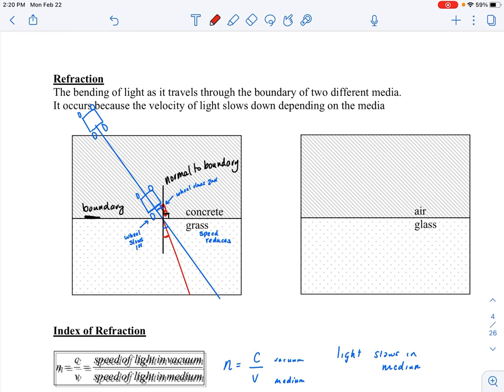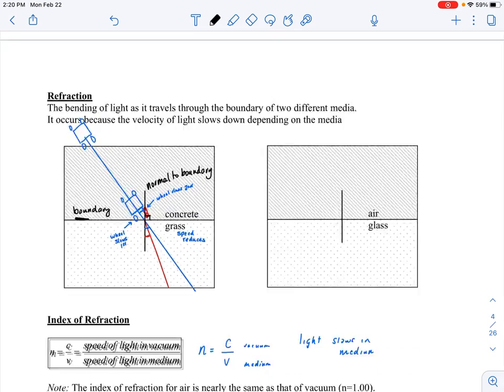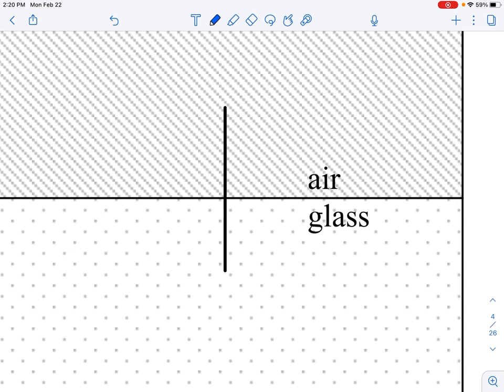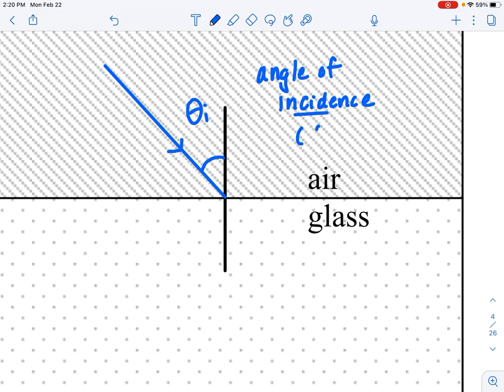The exact same thing happens with light traveling through a transparent medium. So let's say that I had light traveling through air, and let's say that light hits at an angle. First of all, we can measure that angle. We always measure it from the normal, and we call this the angle of incidence. The word incidence in this case kind of means it's the same thing as the first angle, okay? Then what's going to happen is the light is going to bend.